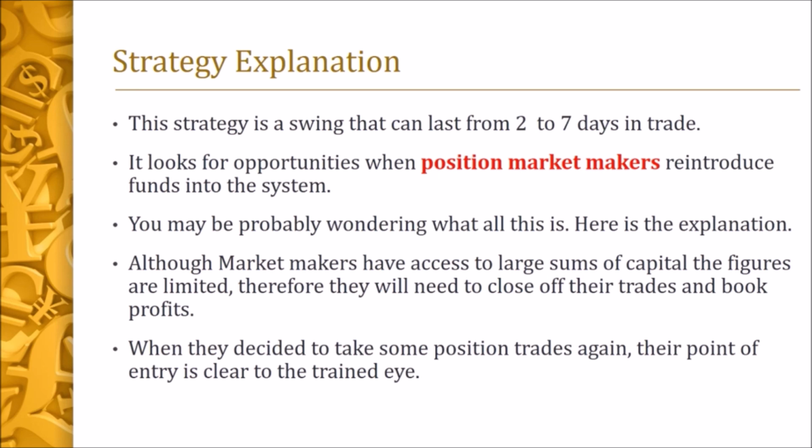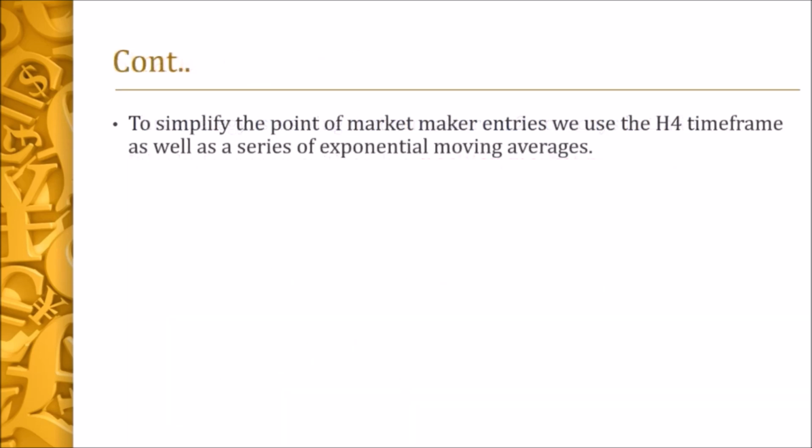Here's the explanation. Although market makers have access to large sums of capital, the figures are limited. Therefore, they will need to close off their trades and book profits. When they decide to take some position trades again, their point of entry is clear to the trained eye, and it is also our point of interest to enter the market. To simplify the point market makers' entries, we use the H4 time frame as well as a series of exponential moving averages.